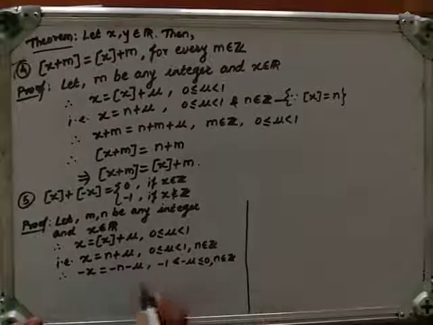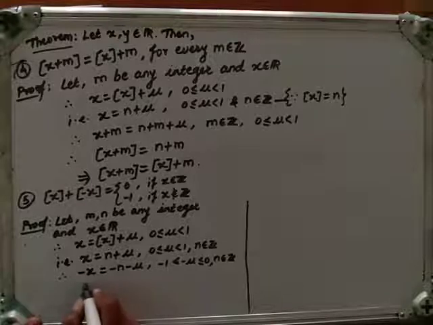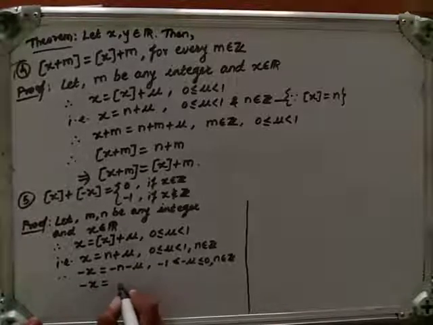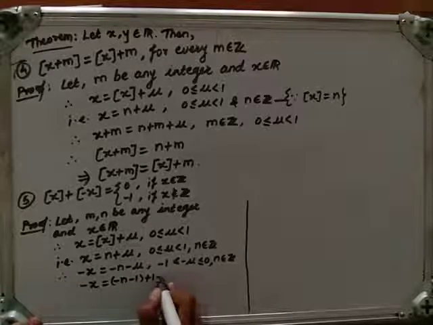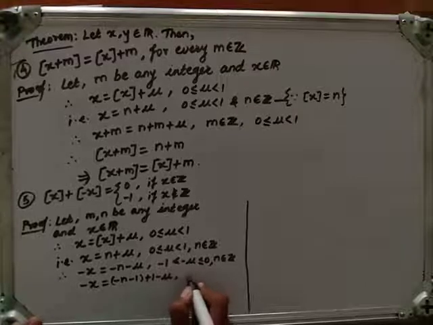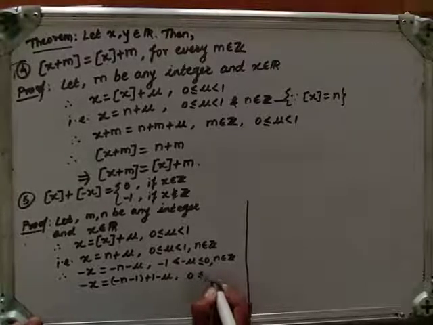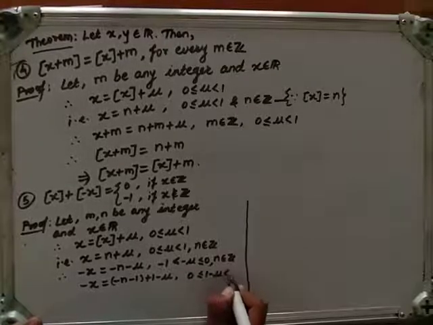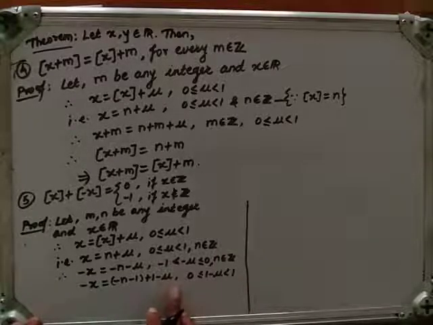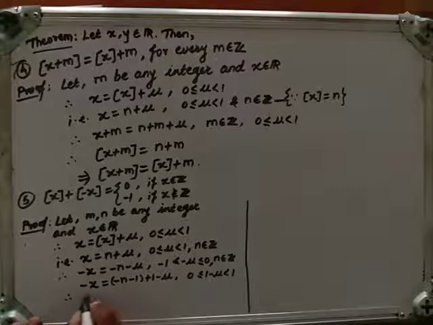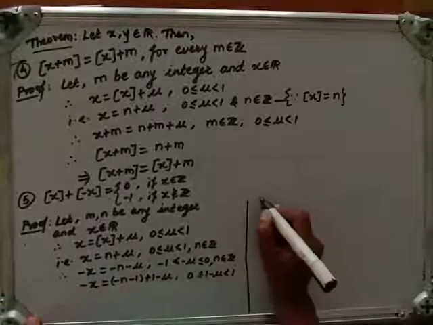Okay. Now this minus x can be written as minus n minus 1 plus 1 minus mu, where 0 is less than or equal to 1 minus mu, which is less than 1. Due to this range, I have added 1 here and subtracted 1. Therefore, let's see this side.